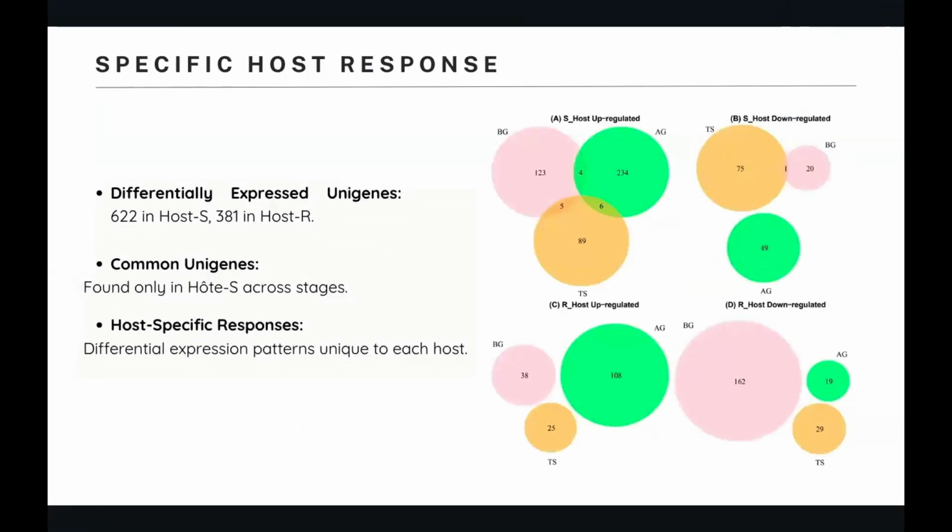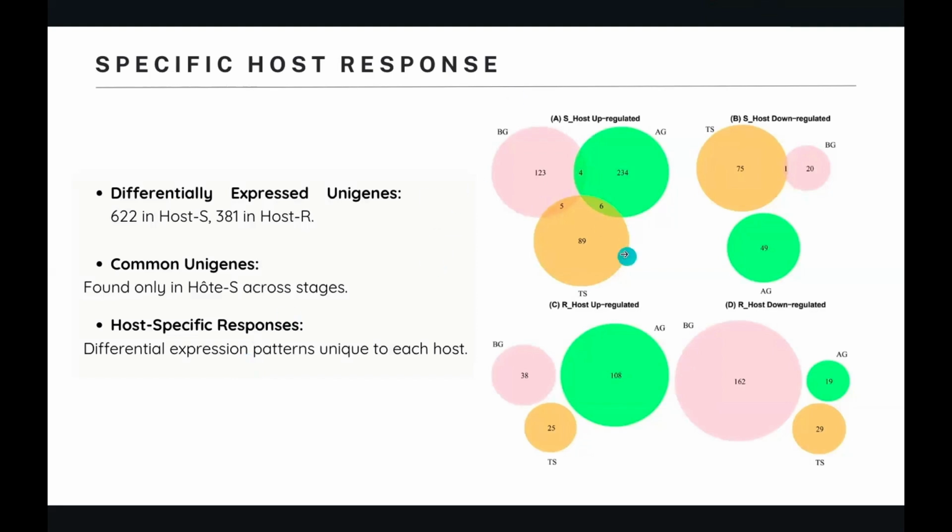So we proceed next with the differential gene expression analysis, and we identified 622 genes for the susceptible host and 381 differentially expressed genes for the resistant host. We also observed common unigenes across all the development stages only for the susceptible host. Additionally, based on the ortholog search analysis, we can conclude that each host has a specific set of differentially expressed genes, where genes that were differentially expressed in one host were found to be insignificant in the other host.